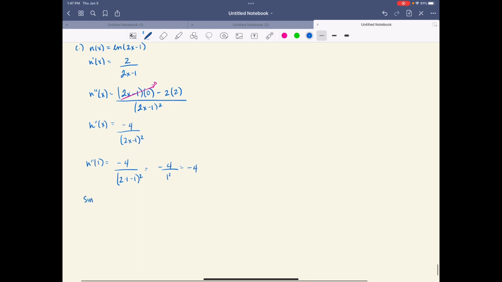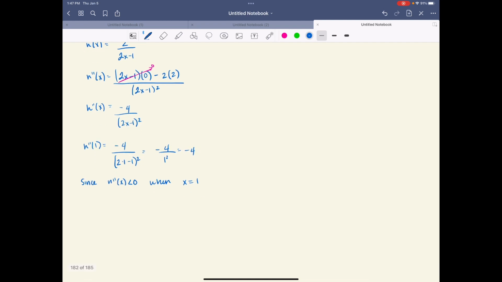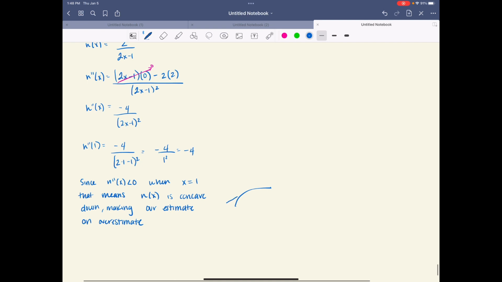So since the second derivative is actually less than 0 when we are looking at x equals 1, that means that my function n of x is concave down, making our estimate an overestimate. Again, since we're concave down, my line is going to be above the curve.